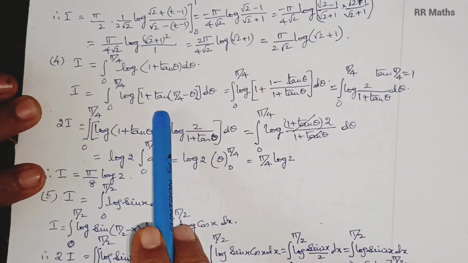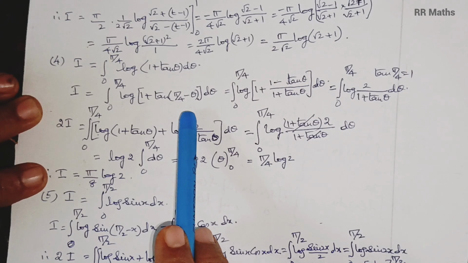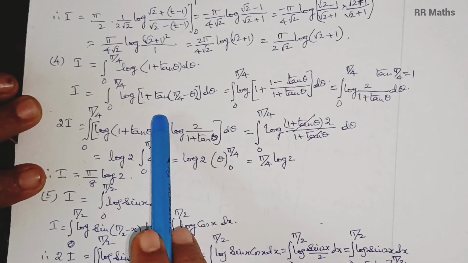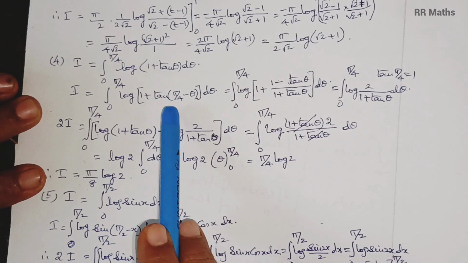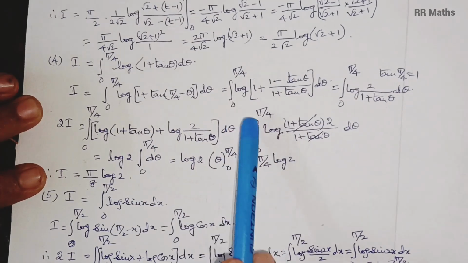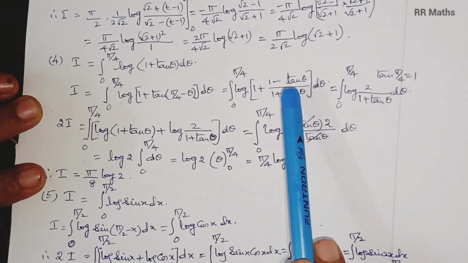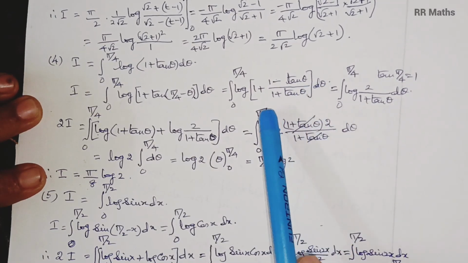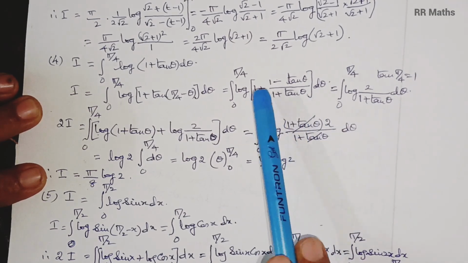Now this tan of pi by 4 minus theta, I'm going to expand using the formula tan of a minus b, which is tan a minus tan b divided by 1 minus tan a tan b. And a is here pi by 4. So tan of pi by 4 will be 1 because tan 45 is 1. So using that, I replace this value here as integral 0 to pi by 4 log of 1 plus tan pi by 4, which is 1, minus tan theta divided by tan pi by 4, which is 1, plus tan theta into d theta.